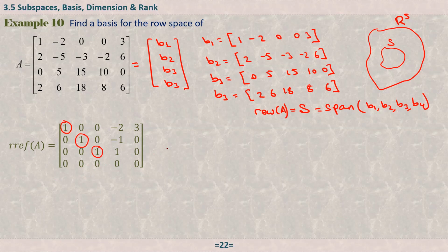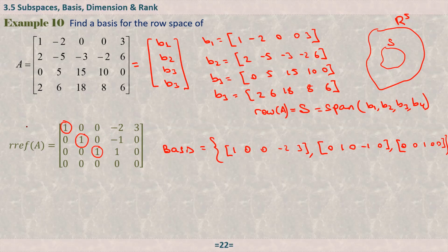Then the basis for the row space of this matrix will be these vectors. Let me just write here. The first vector is 1, 0, 0, -2, 3. And the second vector is 0, 1, 0, -1, 0. And the third one is 0, 0, 0, 0, 1. Okay, these 3 vectors form a basis for the row space of A.